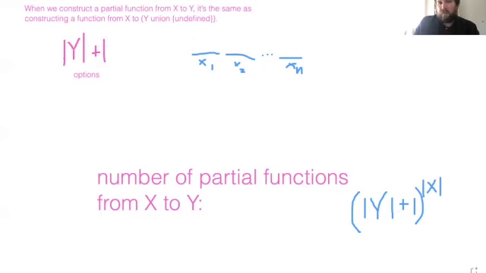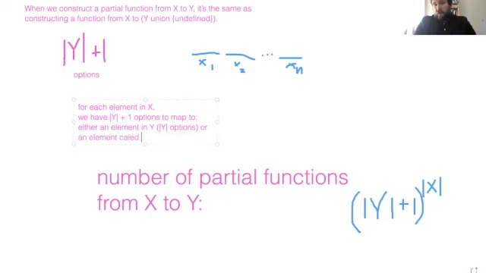So the way to think about this is for each element in x, we have y plus 1 options to map to. Either an element in y, of which there are size of y options, or an element called undefined, which has 1 option. So there's sort of a sneaky sum principle showing up in how we get to the y plus 1 options. If you think about it this way, there's y plus 1 options, size of x number of times. And that's why this is the result that it is.